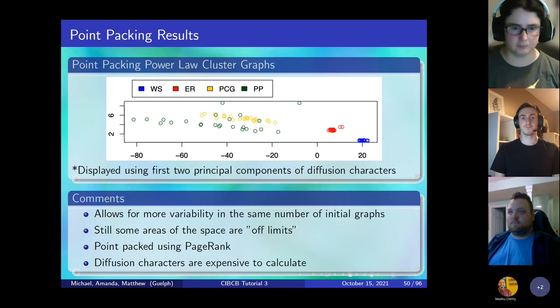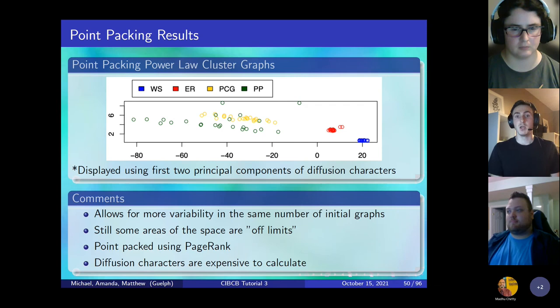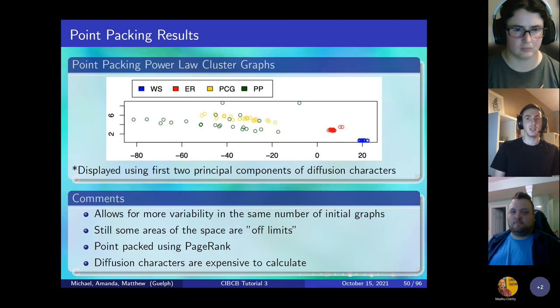Okay, so now again, we see another image like this, and we have a little bit more context for what these axes are. A slightly different figure is shown here with a couple different flavors of graphs. We see the power law cluster graphs in yellow, the Erdős-Renyi graphs in red, and the Watts-Strogatz graphs in blue. Here we also see point packed graphs in green that point pack power law cluster graphs. And these axes are the first two principal components for diffusion characters.